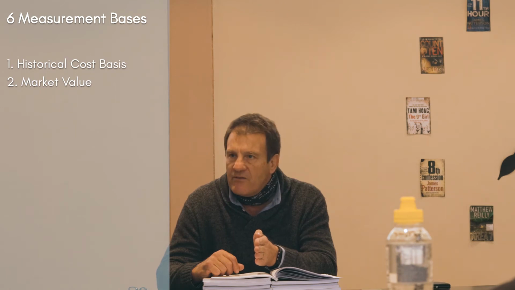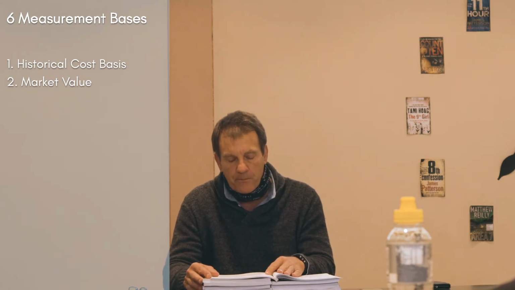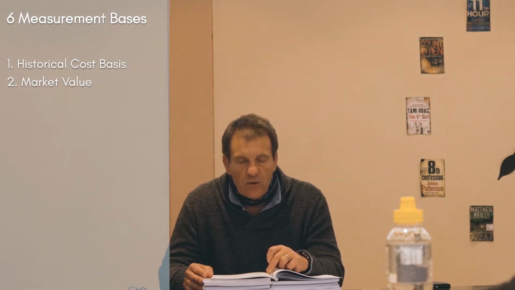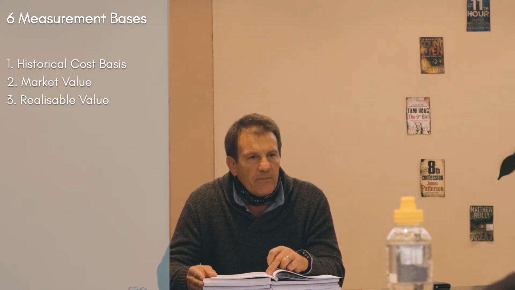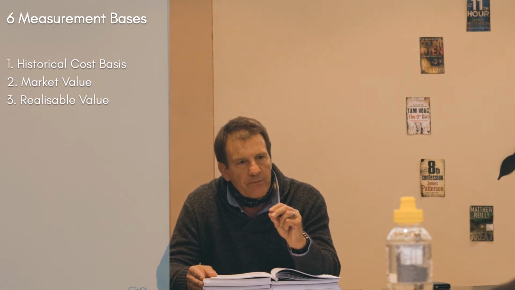So if you pay R1 million for your house and the value of your house today is 800,000 rand, the lower of cost or market value will then get the asset valued at the 800,000 rand market value. Lower of cost or market value. The next one I want to cover is realizable value. And it often goes through as net realizable value, NRV. Now what is the difference between NRV and market value?